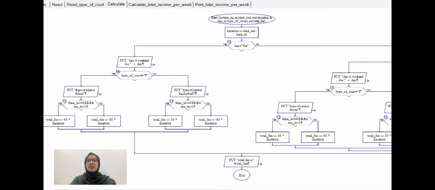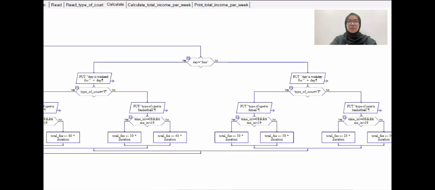And if the day is Saturday or Sunday, the day display is weekend. And if the type of court is F, the type of court display is futsal. For type of court futsal and time in between 8 AM and before 7 PM, the total fee is 40 times the duration. And if it is 7 PM and above, the total fee is 60 times duration. Next, if the type of court is not equal to F, it means that the type of court is basketball. So if the time in is between 8 AM and before 7 PM, the total fee is 30 times duration. But if it is 7 PM and above, the total fee is 40 times duration.